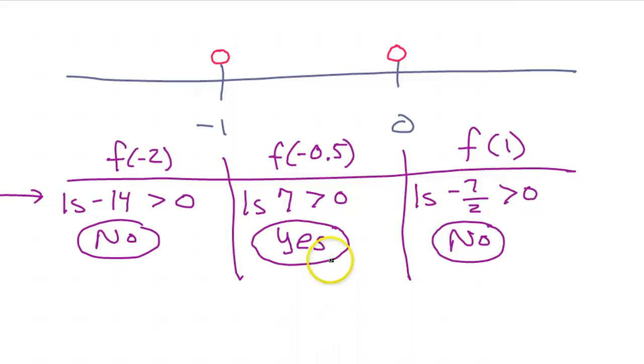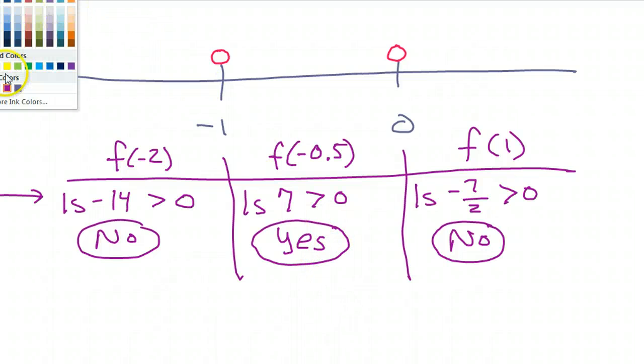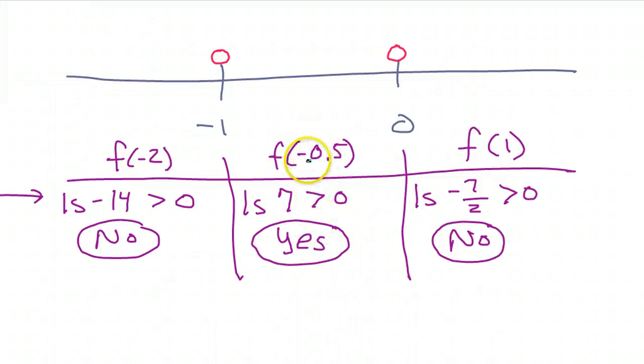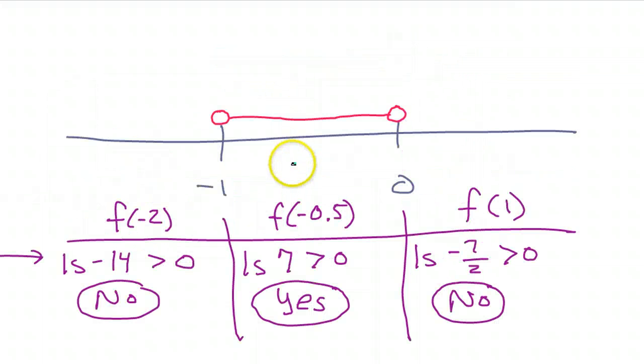Alright, the yes tells me where the solutions are. So since negative 0.5 is a solution, then all the values in this zone are solutions. So I will show that by filling in a segment here. Now the no's show us where the values are not solutions. So negative 2 is not a solution, so none of these values are solutions, so I leave them blank. Same thing with 1. So this is the graph right here.